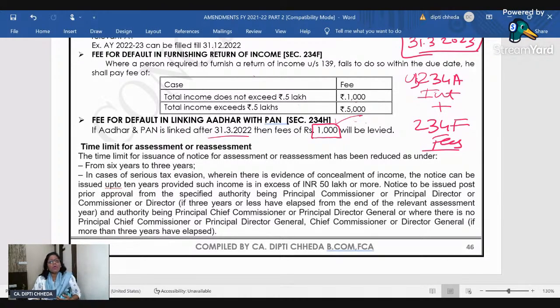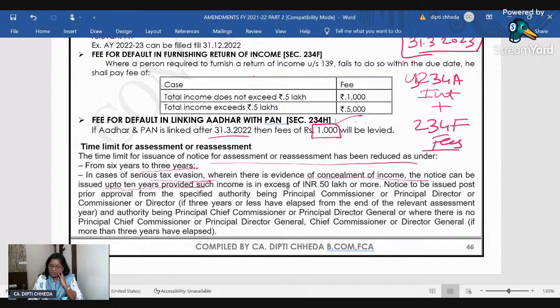Now next is time limit for assessment has been reduced. This is relevant for all the final students who are having assessment, scrutiny, search, raid in detail. Time limit for issuance of notice for assessment, reassessment has been reduced from 6 years to 3 years. And in case of severe tax evasion, wherein there's a concealment of income, notice can be issued up to 10 years. 10 block of asset years, you can issue the notice.